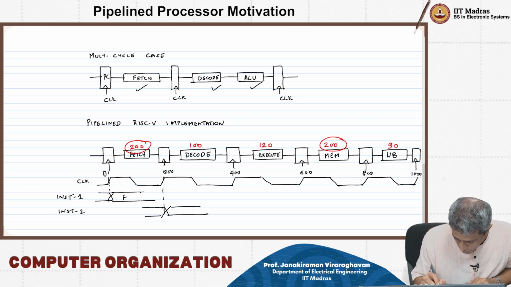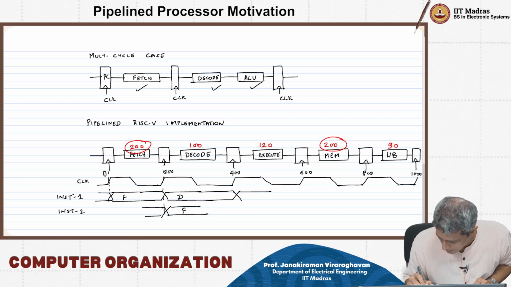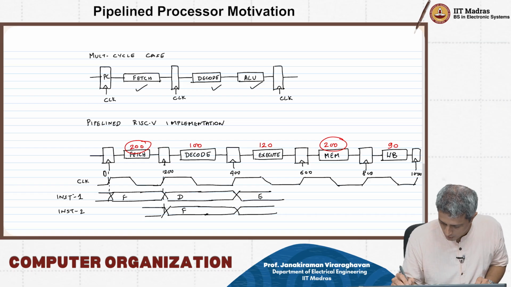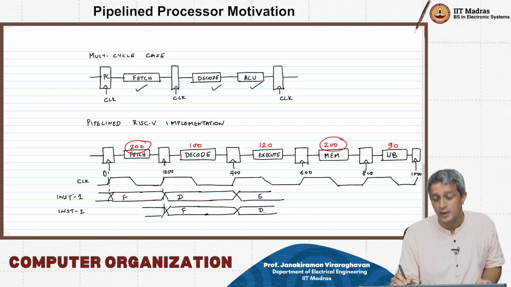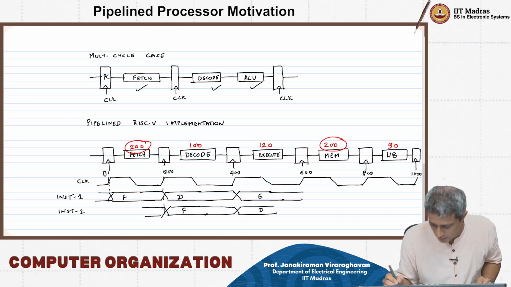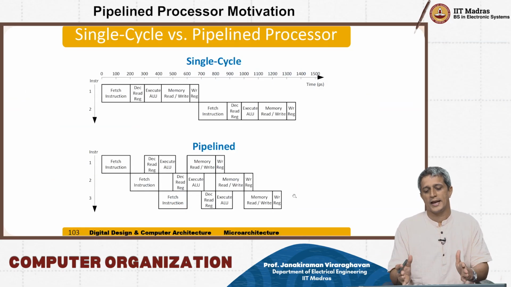So this is the fetch, right? This is the decode. So instruction 2's fetch is happening in the second clock cycle, right? This is the execute here. During the execution of instruction 1, my decode of instruction 2 is happening, right? And so on, right? So that is exactly what is depicted in this particular diagram.